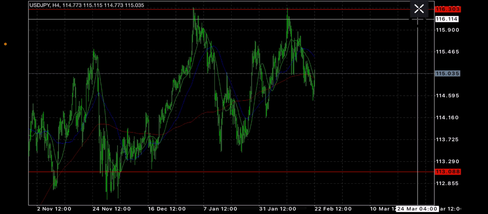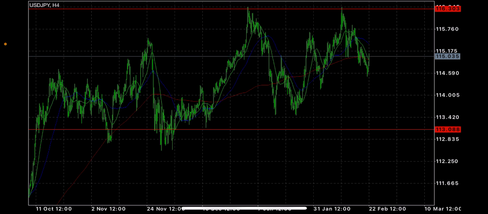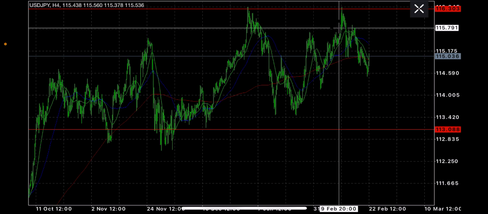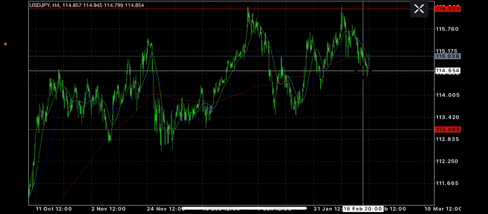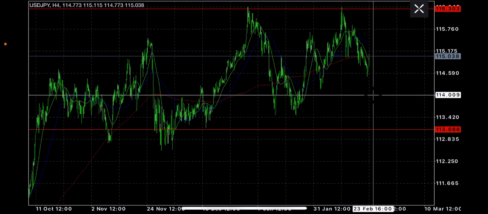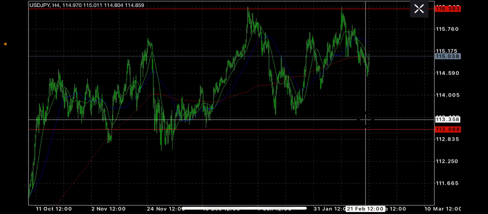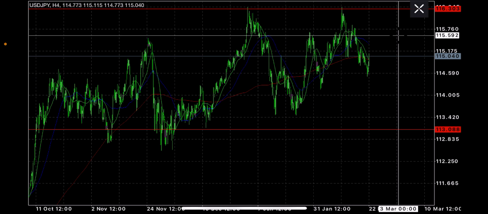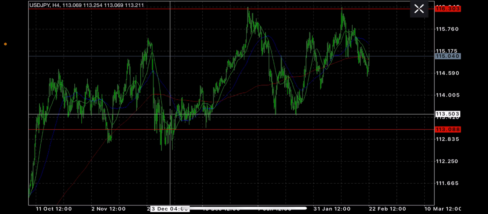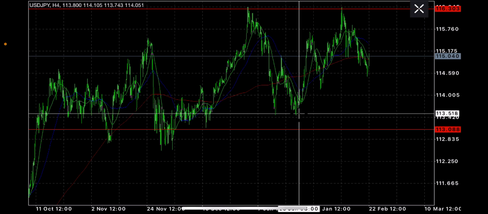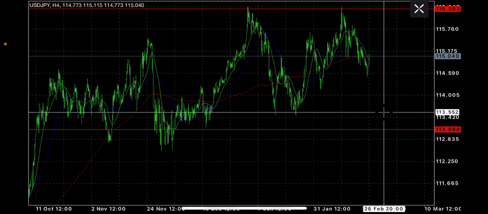But the most likely scenario is that we will continue to go down until we get about in this area here, and in this general area, we'll have a price reversal. And we'll be bouncing almost like a ping pong between these two price points.